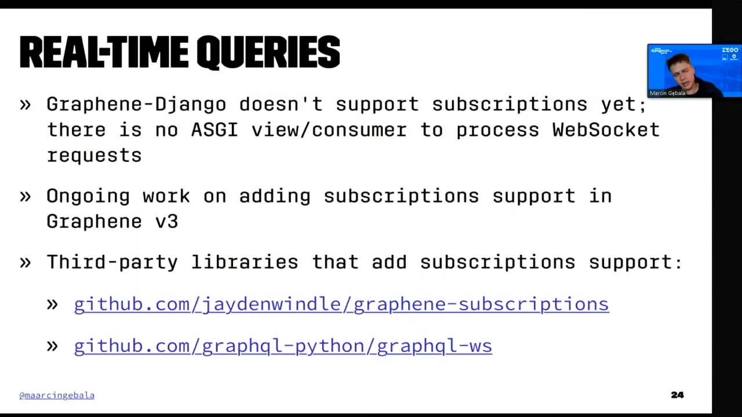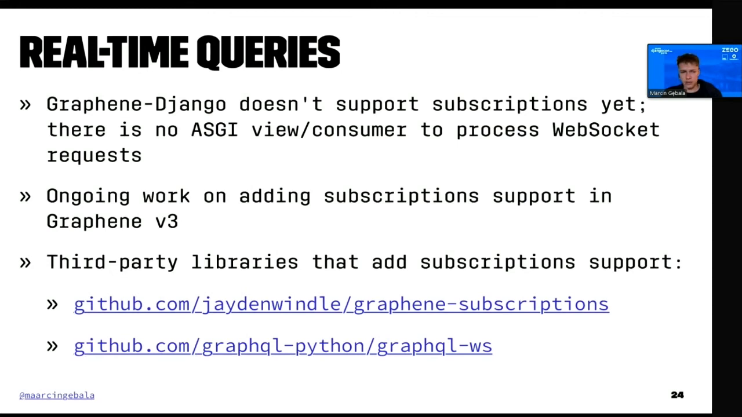Can we implement those subscriptions in Django? Unfortunately, the answer for now is that Graphene Django doesn't support subscriptions out of the box. The reason is that there is no ASGI view or consumer to process WebSocket requests. There is ongoing work on adding support for subscriptions, so we may have that in the future.